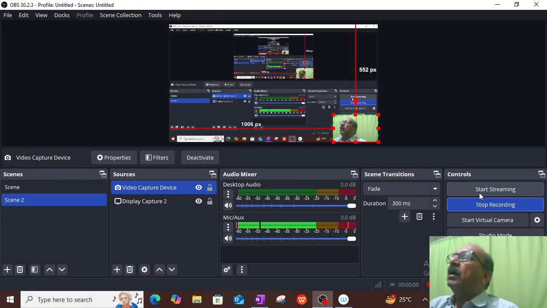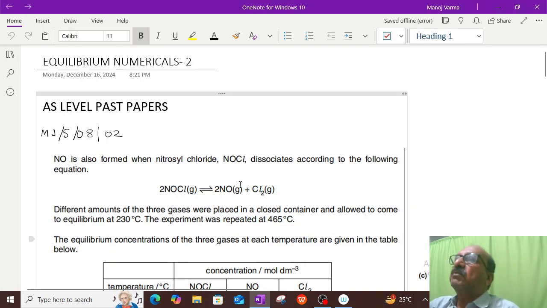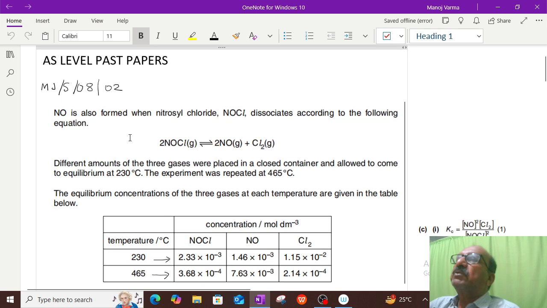Okay, so now I'm opening the questions which I have taken, the PDF. So this is what you see here, AS level past papers from the equilibrium topic, and the first question that I have taken is from the May June 2008 paper, paper variant 2, and it's an equilibrium question.